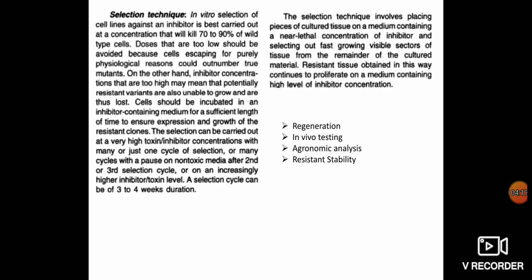It is about somoclonal variation. Okay, so variation and how we can select the variation and certain factors that will influence the somoclonal variation. That's it. Okay, so the next is about application. Okay, so application of somoclonal variation.